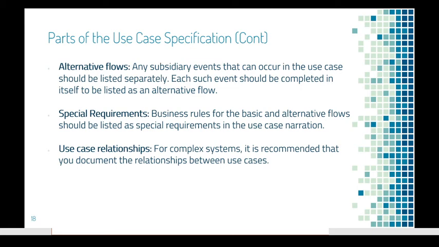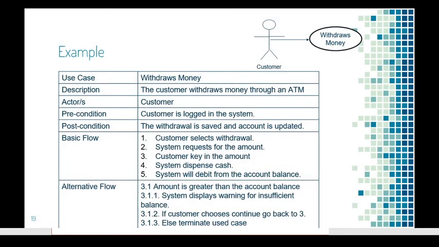And we also have use case relationships, which reflect the cases of extends and includes functionality of other use cases. So here is an example of a use case specification. Here is the diagram, and here is our use case, which is withdraw money. We have the description: the customer withdraws money through an automated teller machine.